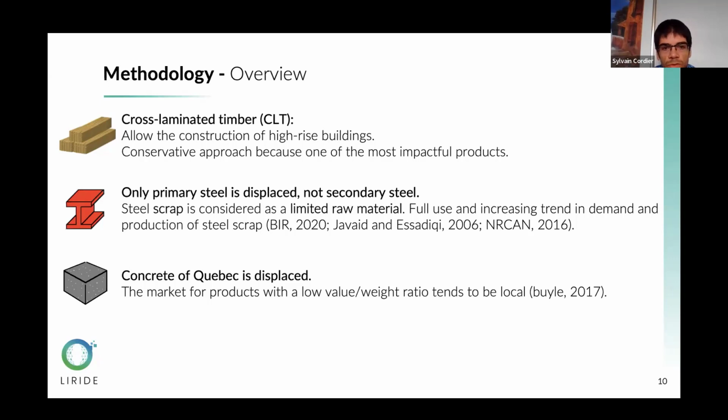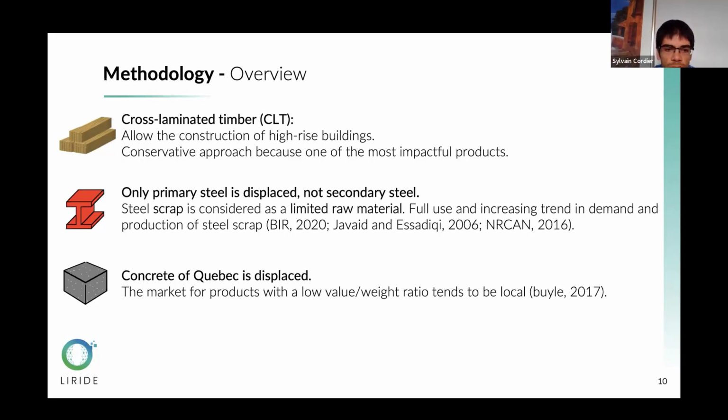Also, this secondary steel is fully used, with an increasing trend and an increasing demand and production in Canada and in the rest of the world. So if there is a use of wood in a building instead of secondary steel, this secondary steel is not used in the building sector, so it is available for another sector that can use this secondary steel instead of primary steel.